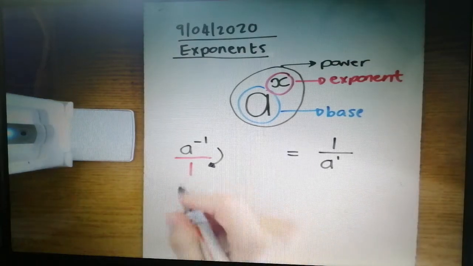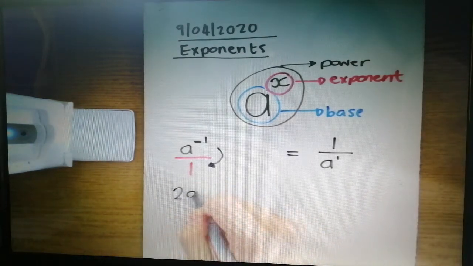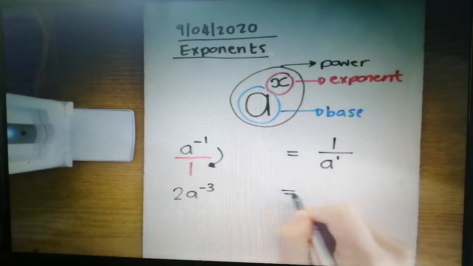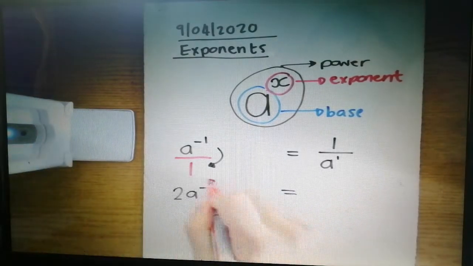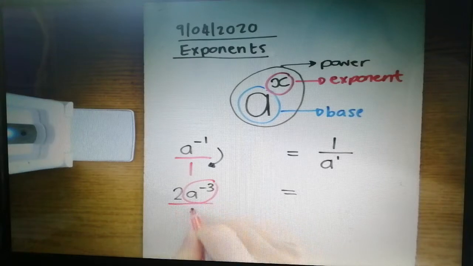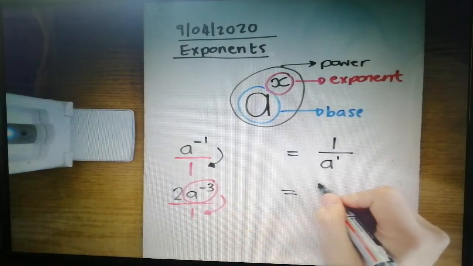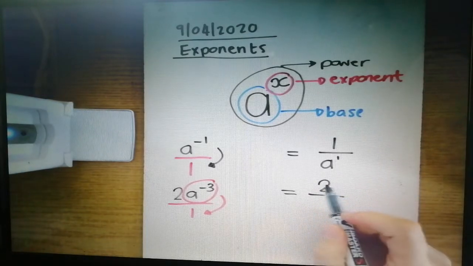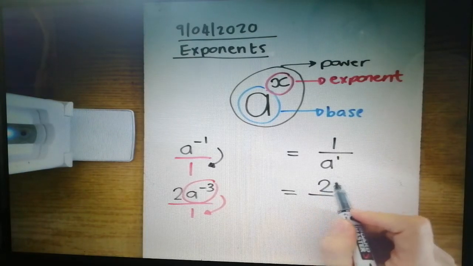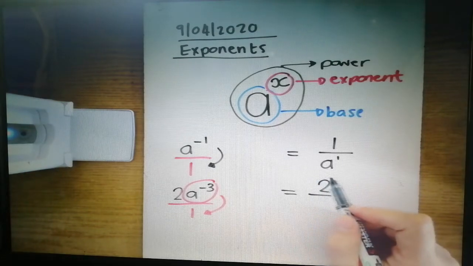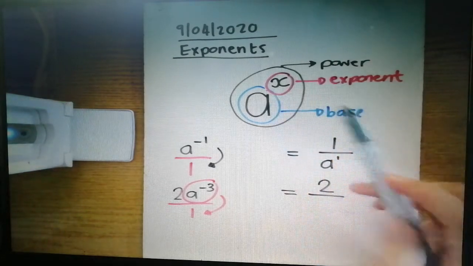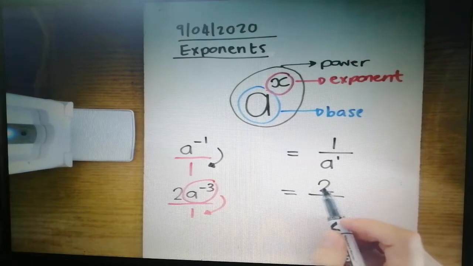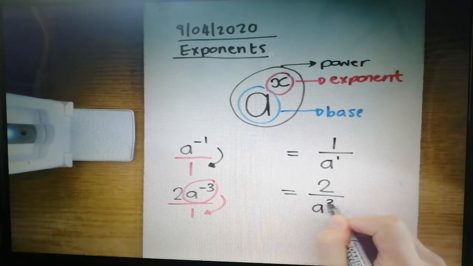So, for example, if I had 2 to the power of negative 3, my problem is this power here. It's got a negative exponent. It stands over an imaginary 1. I take it to the bottom, and I end up with 2 staying at the top, because 2 is not a power. Do you see it doesn't have a base and an exponent? It's just an integer. So I can't apply exponent laws to 2 because it's an integer. So 2 stays at the top and a cubed moves to the bottom.